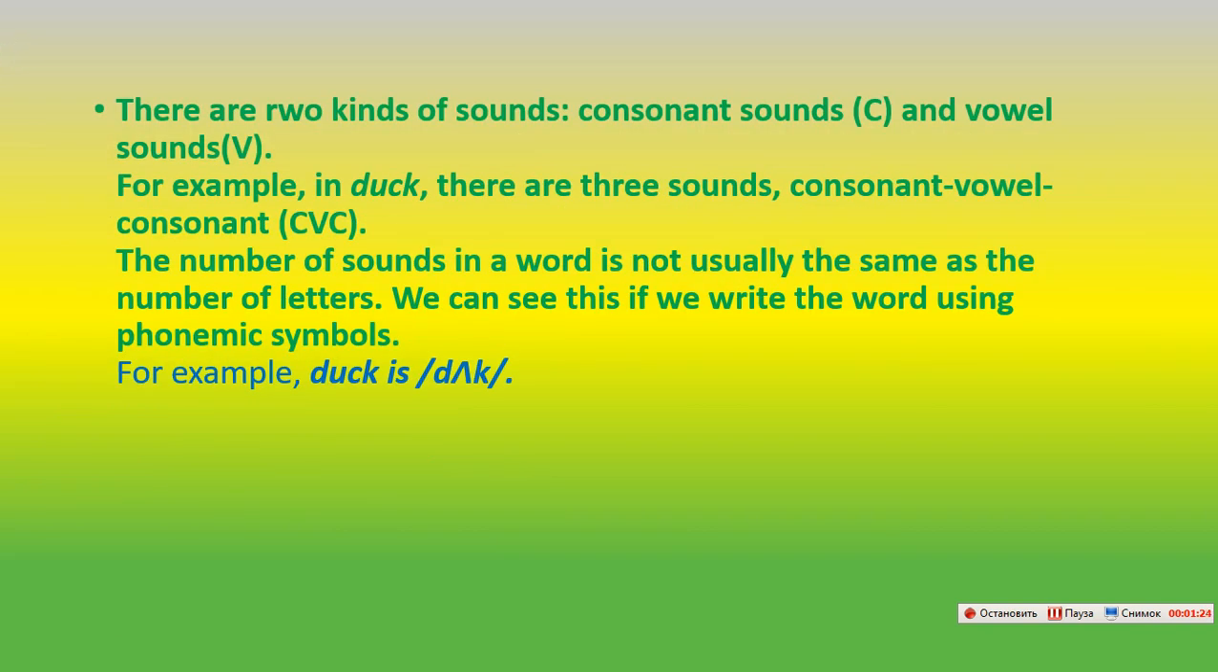There are two kinds of sounds, consonant sounds and vowel sounds. For example, in duck, there are three sounds: consonant, vowel, consonant. As we see here, CVC. The number of sounds in a word is not usually the same as the number of letters. We can see this if we write the word using phonemic symbols. For example, duck.